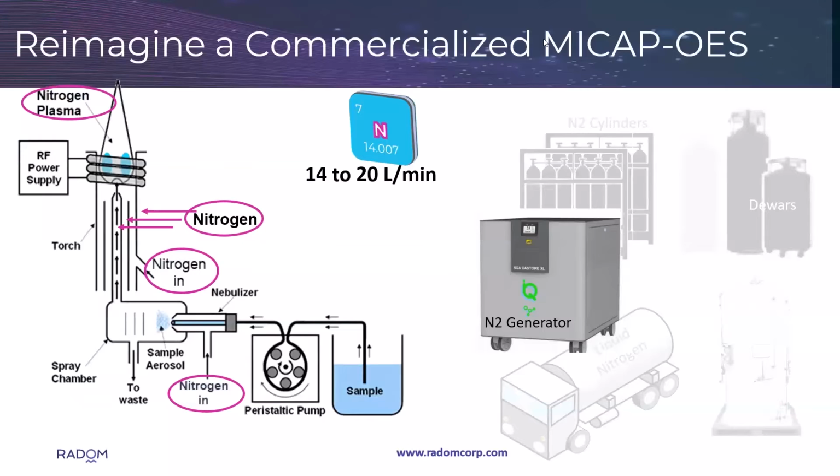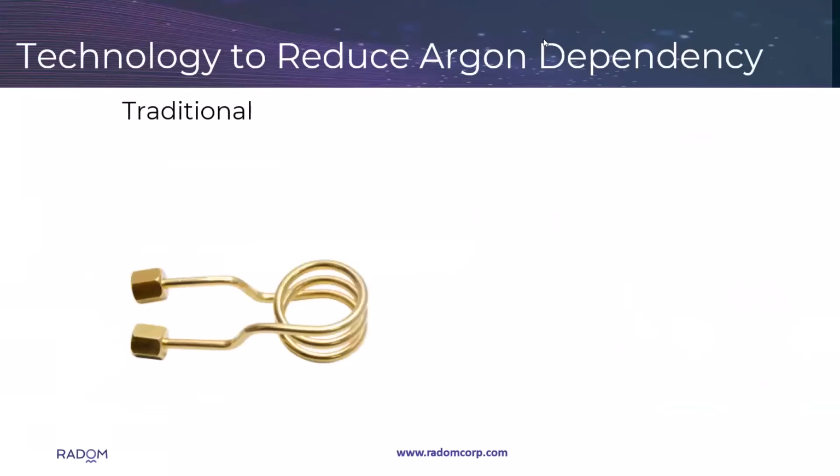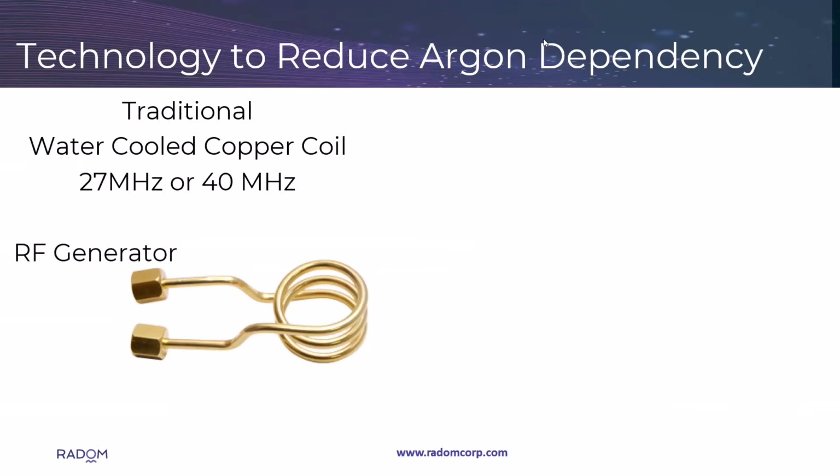In this case, we haven't replaced anything. However, I'll show you in a minute, we do need to make some adaptations to the RF power supply in order to use nitrogen gas. How can we do this? Well, traditionally, we used a 3-ring copper coil connected to an RF generator. The RF generator has a set frequency of either 27 megahertz or 40 megahertz.